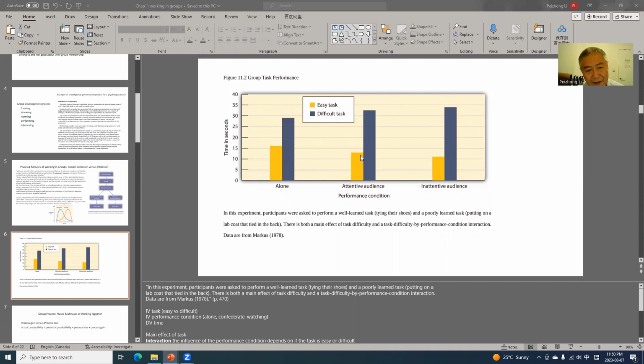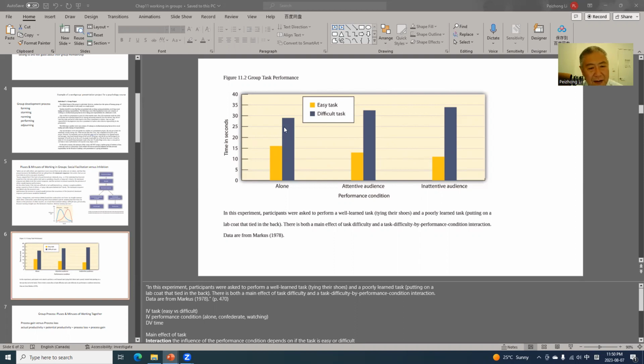So when you have an attentive audience, you tie your shoes faster than you do by yourself. And when you have an inattentive audience, you're also faster. Whenever you have an audience, you're faster than when you are doing it by yourself. This is social facilitation. The difference between attentive and inattentive audience doesn't seem to be significant. They're both faster than the alone condition.